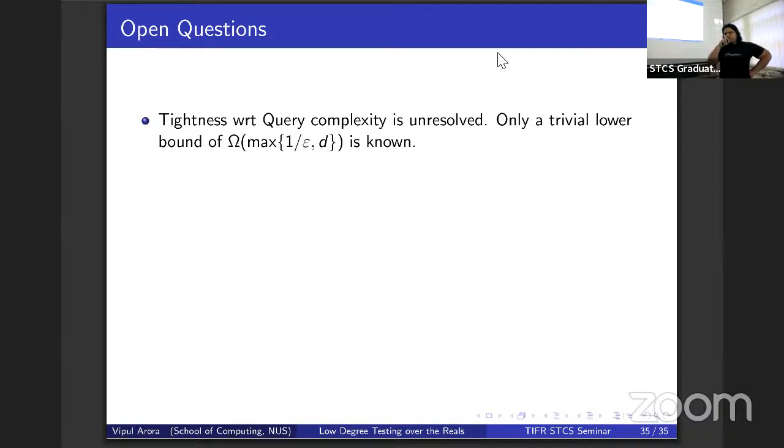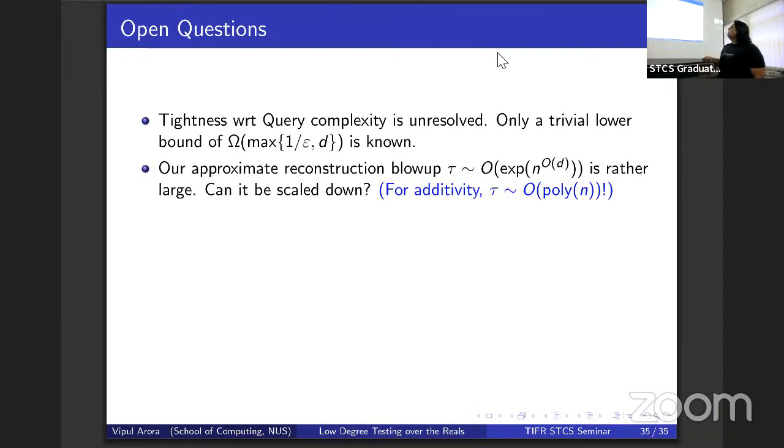So where did the d to the 5 come from? In the characterization test. To make all of the covariances of p plus iq handleable, we need to test over sufficiently many scalings. And in our approximate reconstruction, the blow up of this factor of tau being exponential in N2 is rather large. Can this be scaled down?